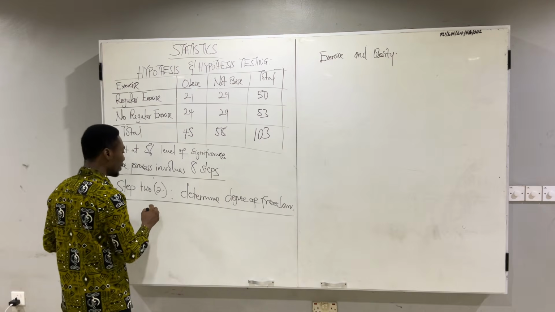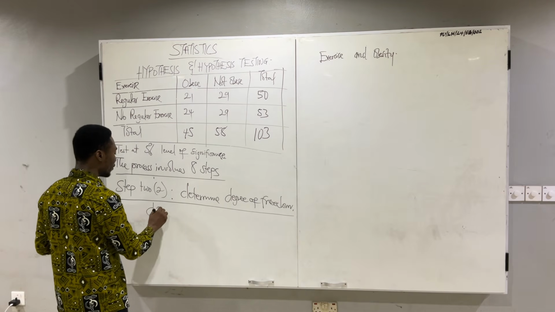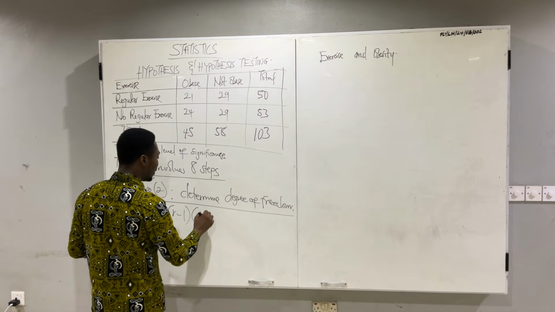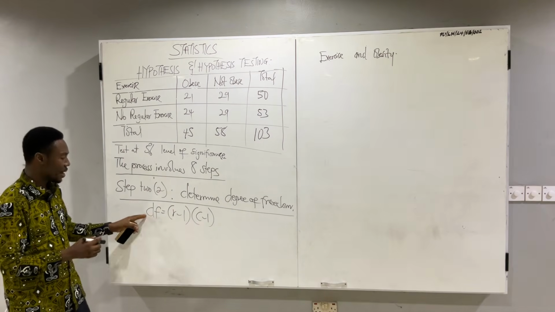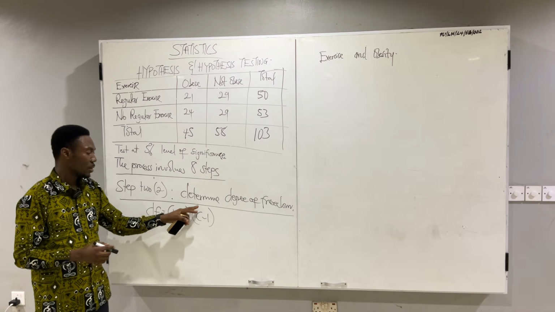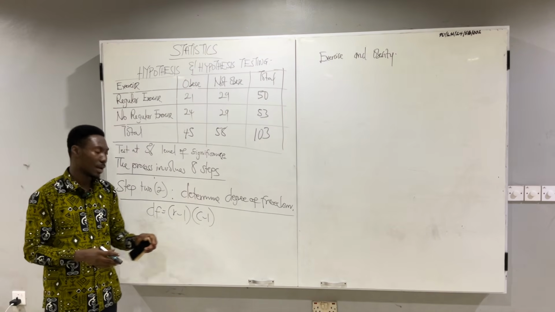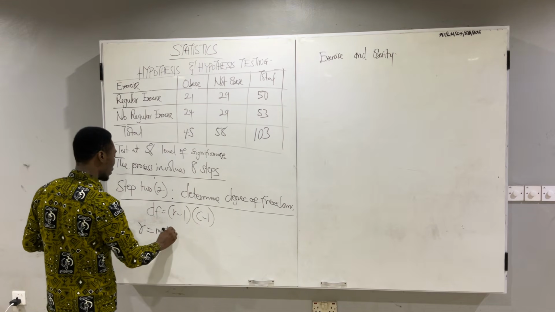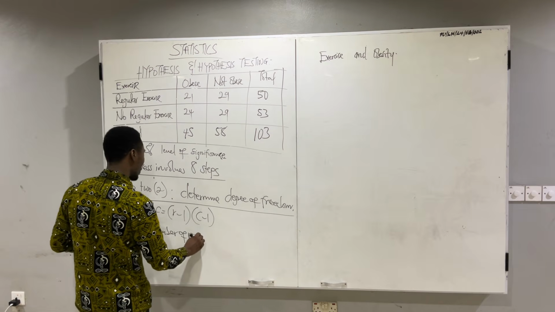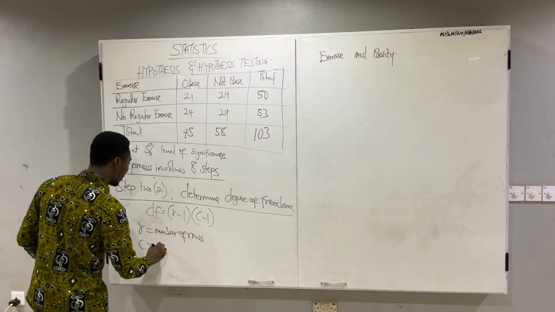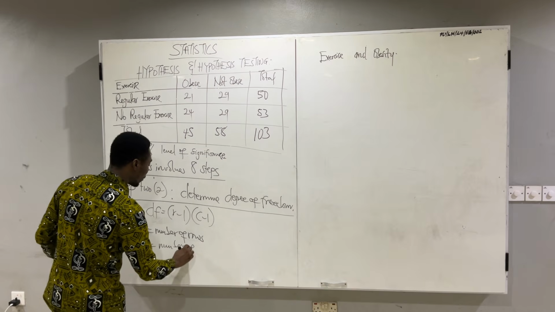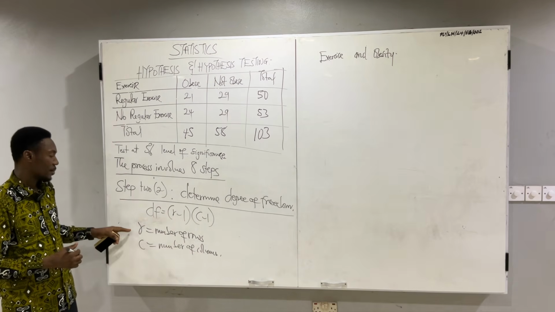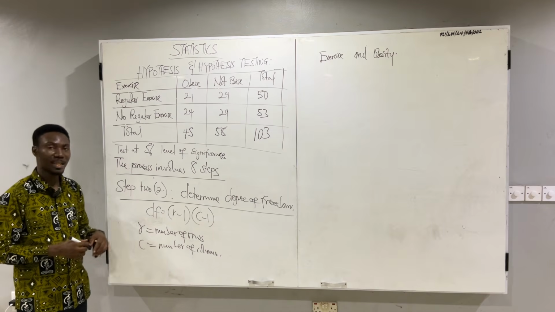Now, for degree of freedom, there is a formula. df is equal to r minus 1, close the bracket, open the bracket, c minus 1. R simply means the number of rows, and C is equal to the number of columns. Okay? Now, how will you get the number of rows? How will you get the number of columns?